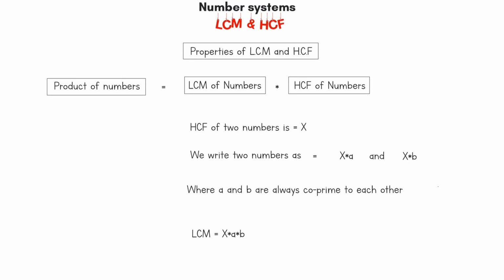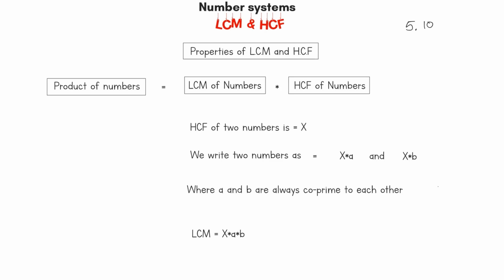The product of two numbers is equal to the LCM of the numbers into the HCF of the numbers. So the product of two numbers is LCM into HCF. Let's verify this. Will this happen for any two numbers? It will happen for any two numbers. Let's take two numbers, 5 and 10.